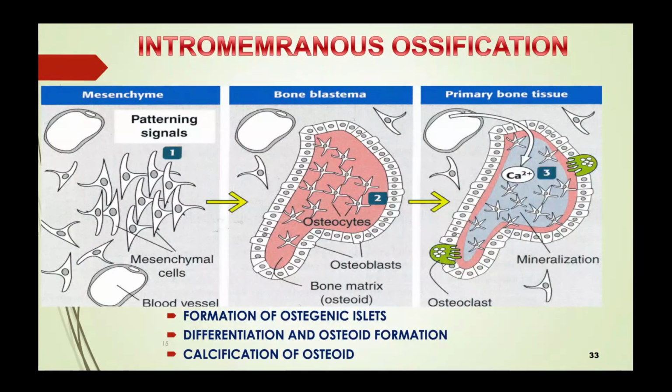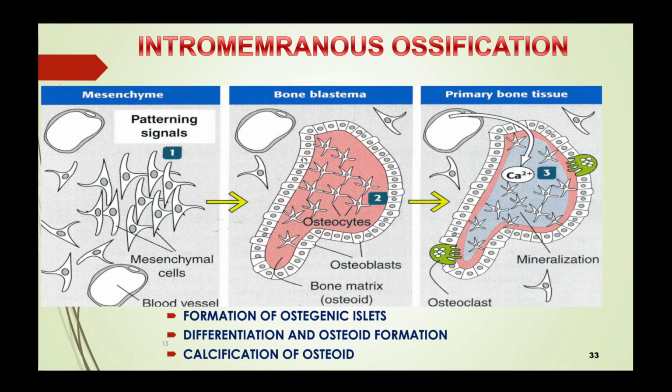So what about intramembranous ossification can be seen here? Look at this one, the first formation of osteogenic islets. The osteogenic islets start from the patterning signals. We will discuss these in bone morphogenetic proteins, transforming growth factor and the Hox genes, and we have seen how the mesenchymal cells aggregate near the blood vessels. As the next transformation, it starts the formation of osteogenic islets.